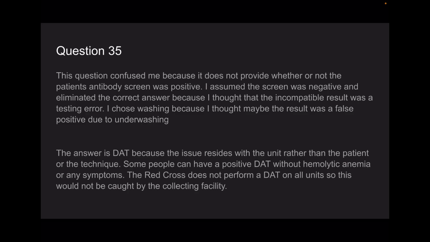The answer was perform a direct antiglobulin test on the incompatible unit. This is because the issue is with the unit and not the patient or the technique. Positive DAT can happen if the unit has antibodies already attached to them or if they have complement attached to them. The Red Cross doesn't perform a DAT on all units, so it wouldn't be caught before you get it in the lab.